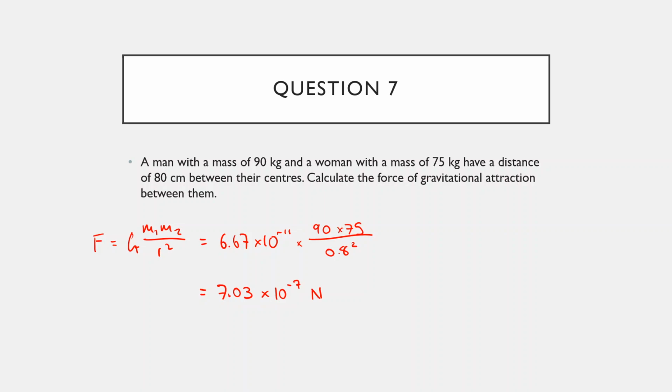So it's a tiny force. That is not even a millionth of a newton. That's why you don't go around feeling gravitational attraction towards objects while you're walking down the road. The force that you would experience there is tiny.